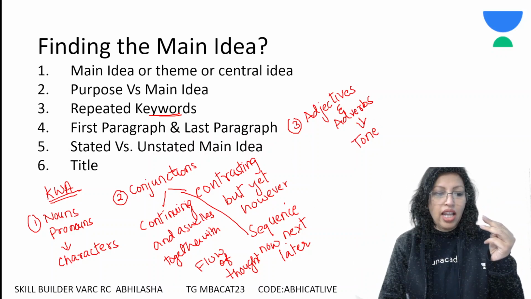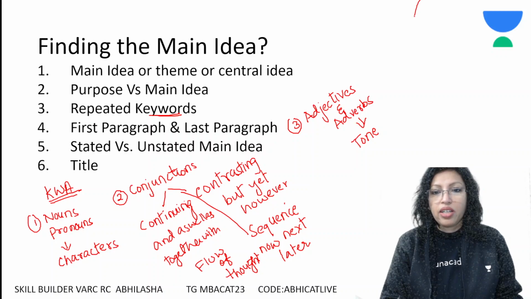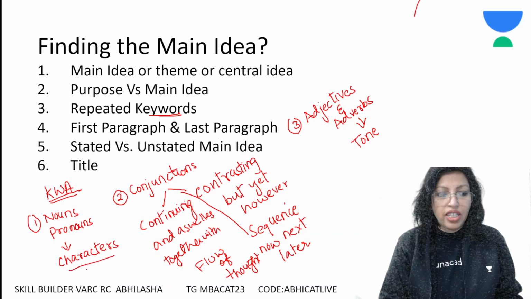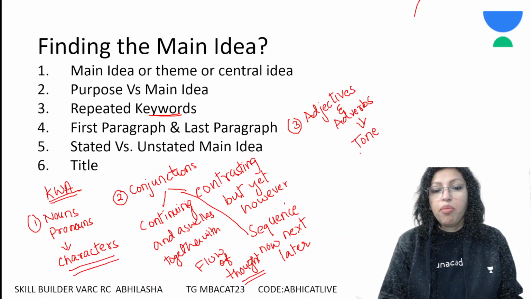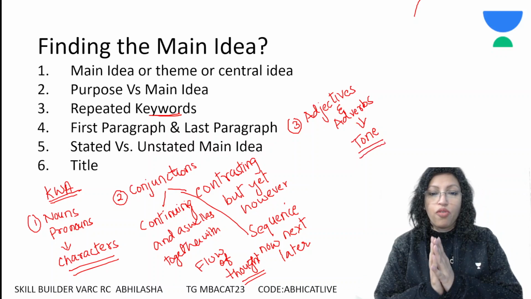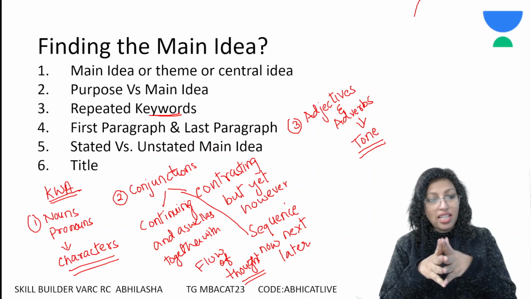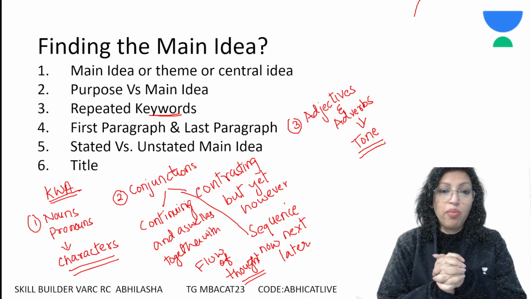Number one, the nouns and pronouns, which will help you identify the characters. Number two, the conjunctions, which will help you with the flow of thought. And number three, adjectives and adverbs, which will help you with the tone of the passage. Now, please understand that all three are important in helping you identify what the main idea is.